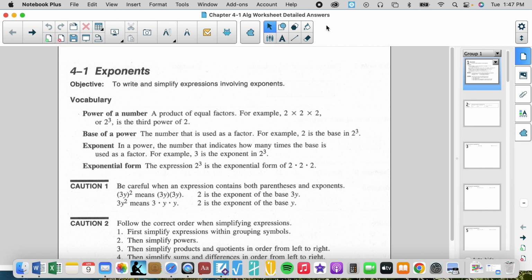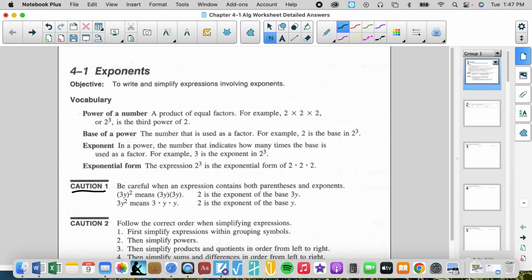Chapter 4, dealing with exponents. We're going to do some word problems in this chapter also at the tail end. But we're going to start off with 4.1, exponents. Very important right here. I love this caution.